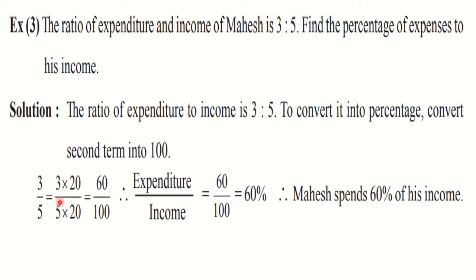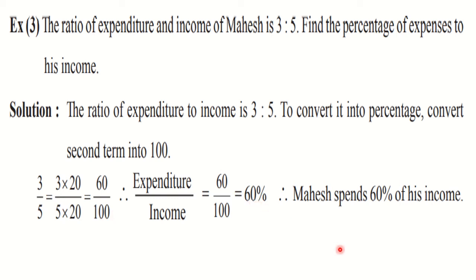We have to multiply both the terms, first term as well as second term. So here we are multiplying both the places: 3 into 20 and 5 into 20. So what are we getting? 60 upon 100. Now this second quantity is 100, so the ratio is called a percentage, and this 60 upon 100 we can write as 60%.